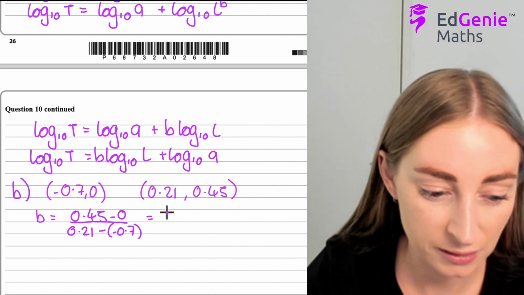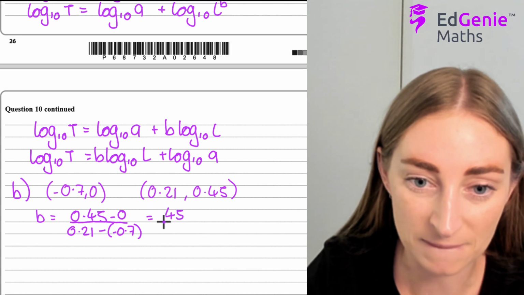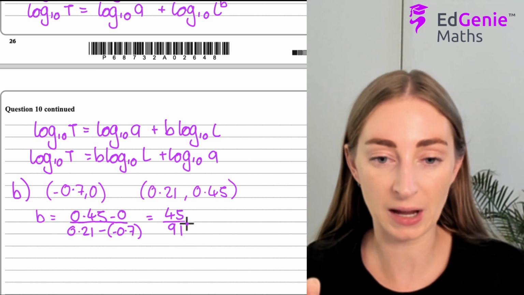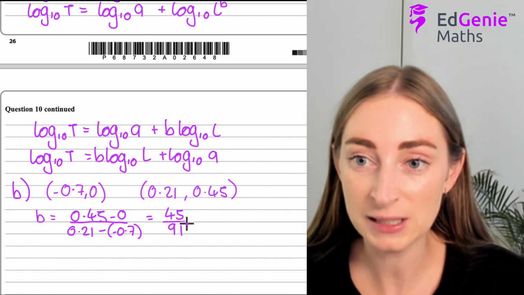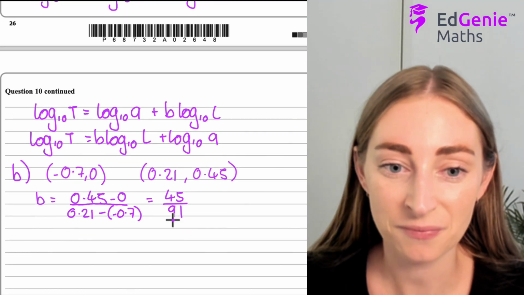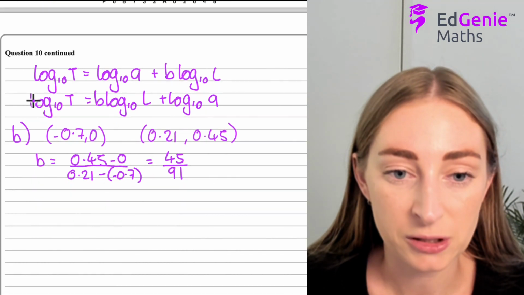And I've got 45 over 91. And I know it's said to 3 significant figures. I've not forgotten that. But if I put this at 3 significant figures now, then my value for a isn't going to be right. Right, let's substitute this in.